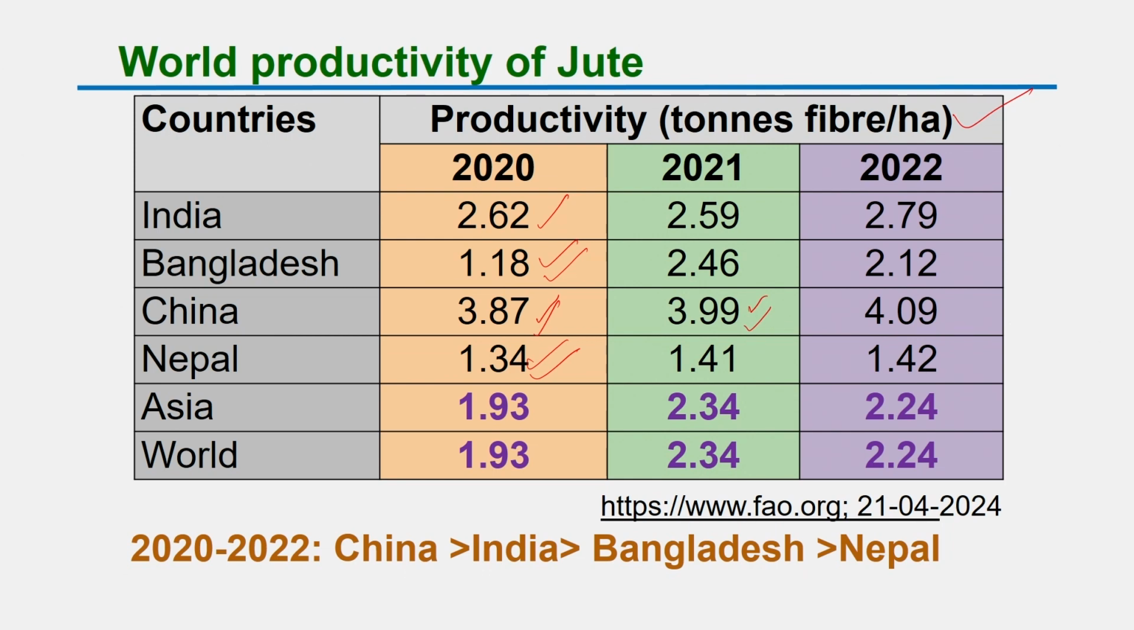Whether it is 21 or 22, in all the years the productivity is highest in China, which is currently, in 2022, 4 tons per hectare. It is double the productivity of Bangladesh. In Bangladesh, it was 2.12, and in India, 2.79 tons per hectare. It is better than Bangladesh, but much lower than China. And Nepal also had 1.4 tons productivity. So you can check overall that China, India, Bangladesh and Nepal is the sequence of productivity.